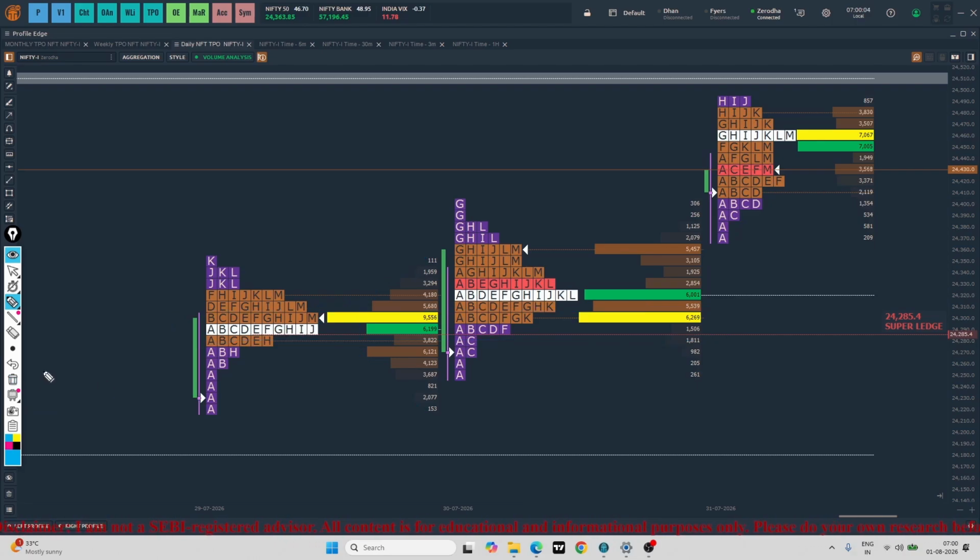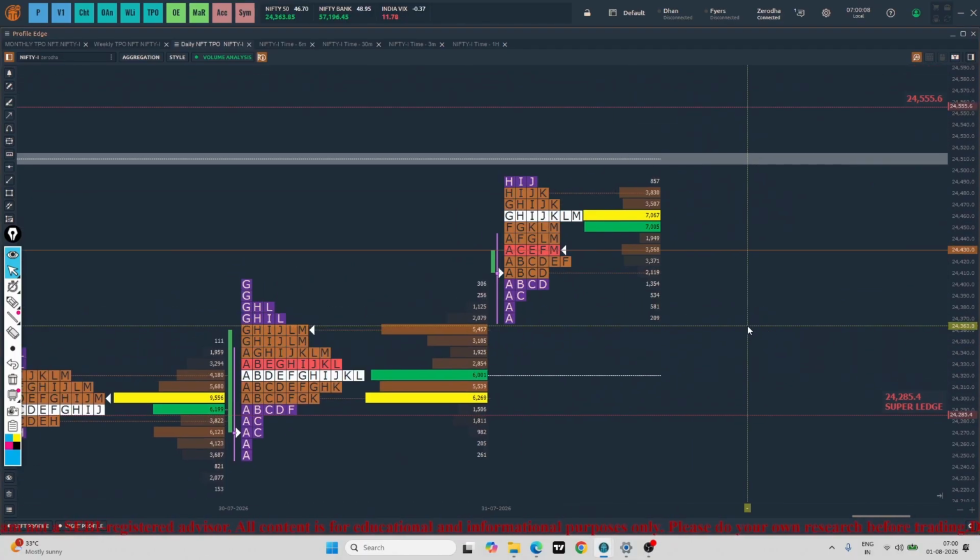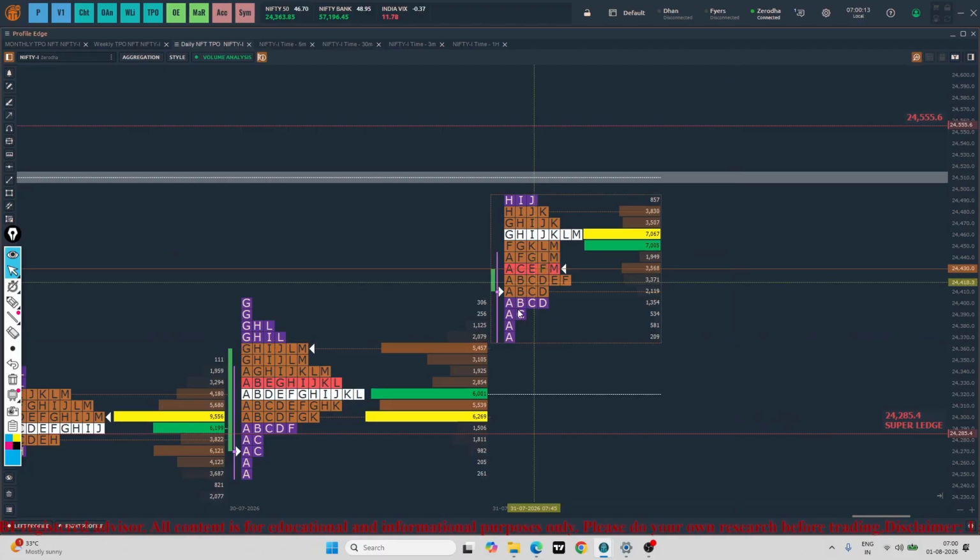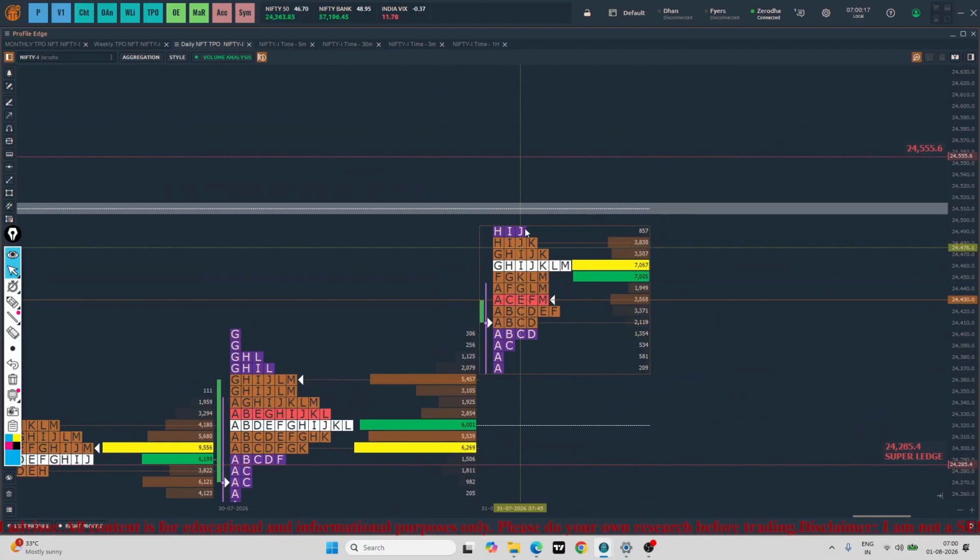My drawings will get improved. I will improve myself every day. I'm learning new things, so these new things make me better every day. Okay, so let's see. This is a compressed profile, and the market opened here, and it went up, and it stayed in the same place and met our targets.